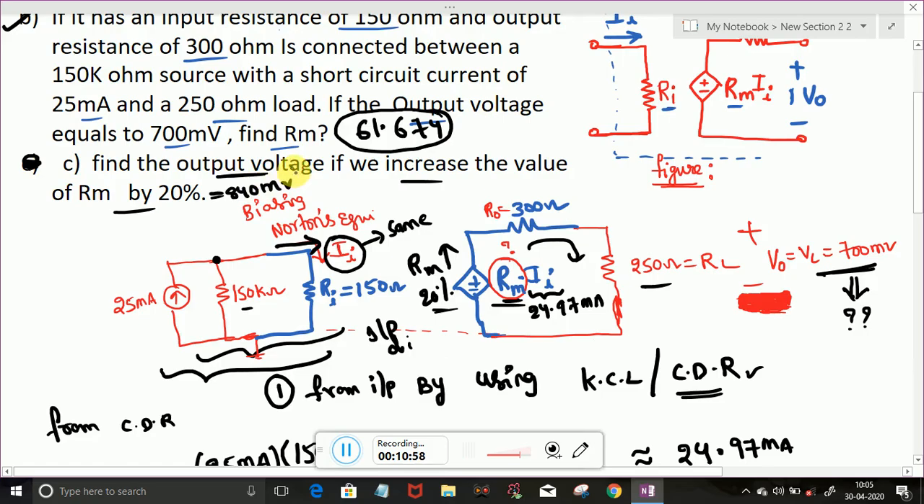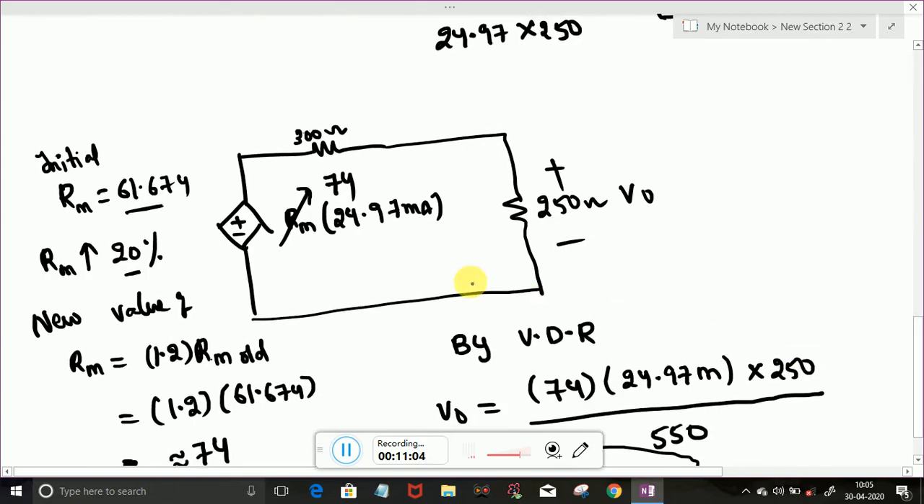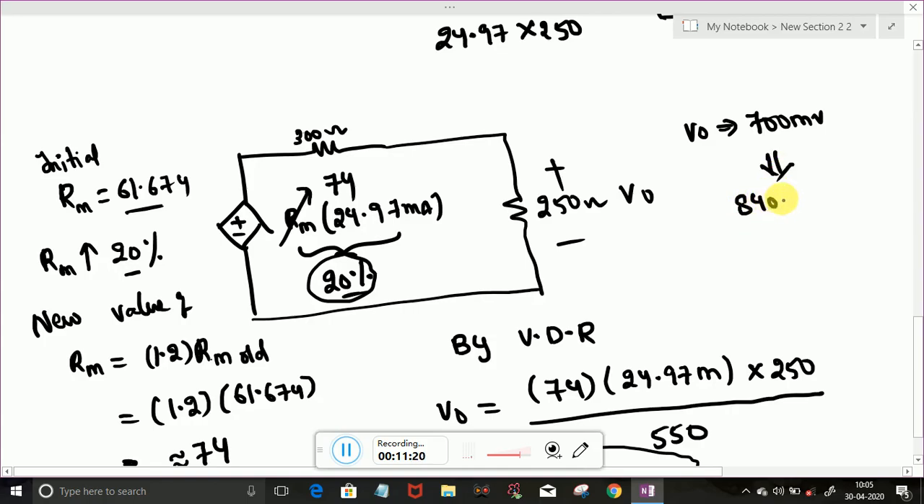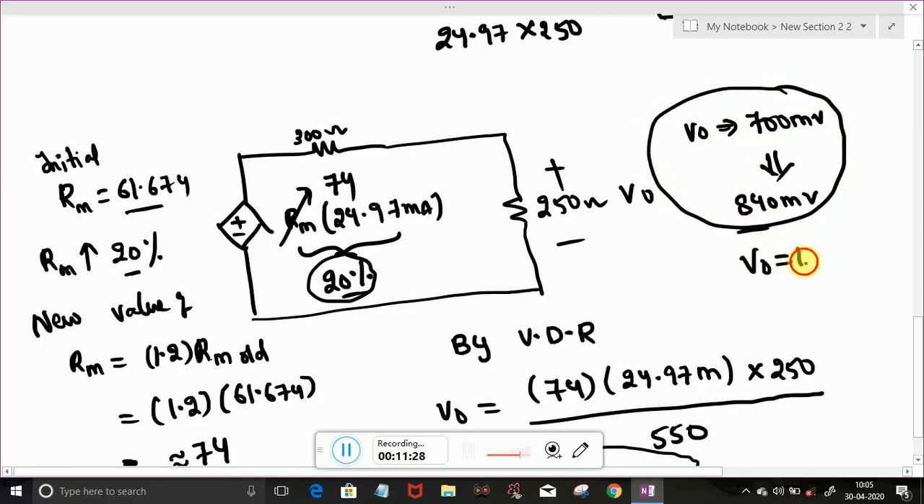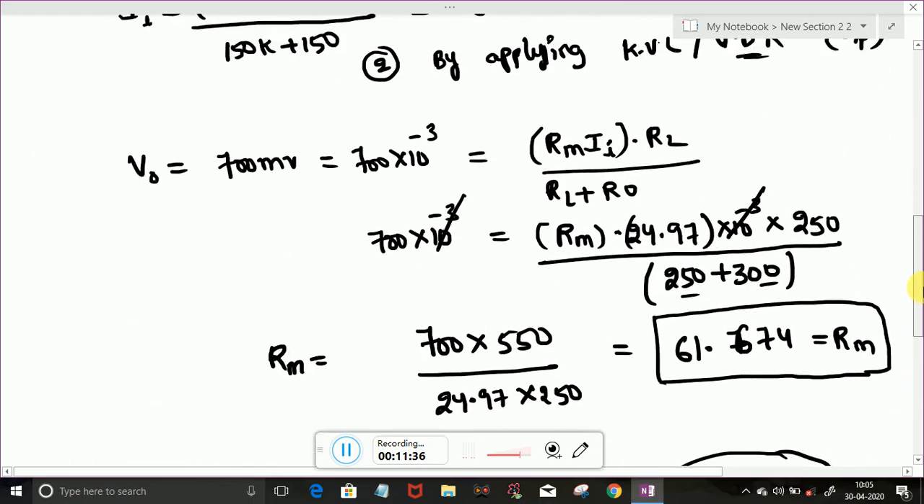We got 840 millivolts. Now let me give you a small inference here. With just a 20% increase in the value of gain, the output voltage is increased from 700 millivolts to 840 millivolts. So this is a huge increase. V0 is increased by approximately 140 millivolts here. That's why we call these types of circuits amplifier circuits.